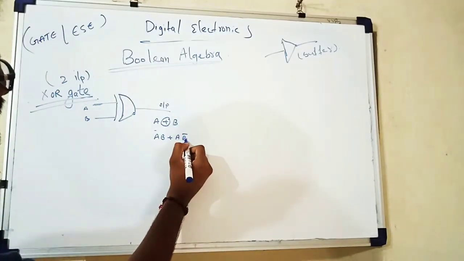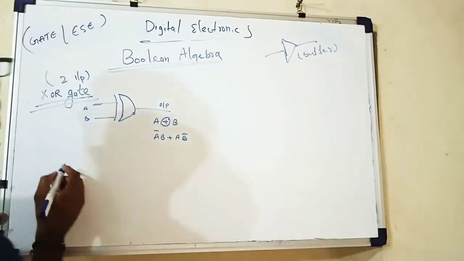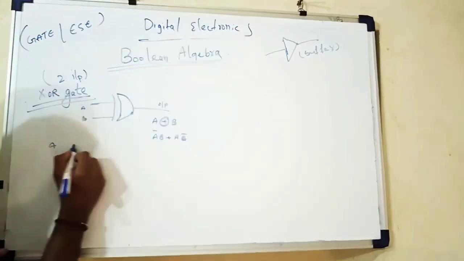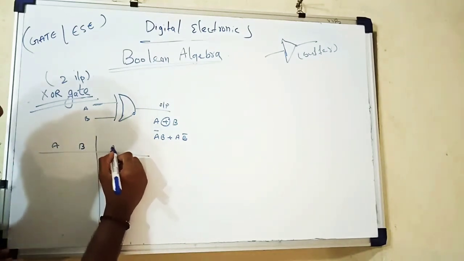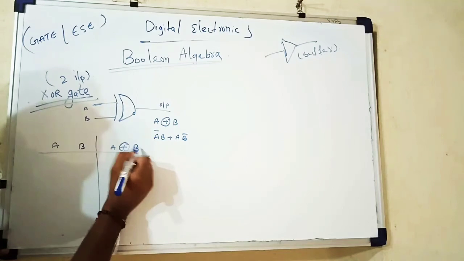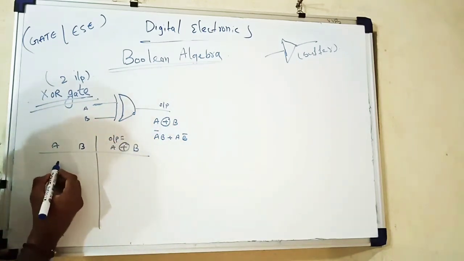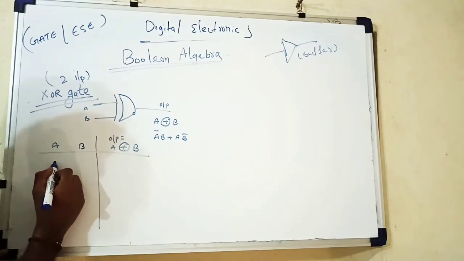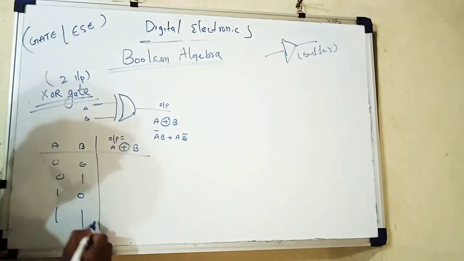Now we will see later where we are getting A bar B plus A B bar for XOR gate. Now I am showing the combinations. These are the inputs and the output is A XOR B. For two input gates, a total of 4 combinations are possible: 0 0, 0 1, 1 0, 1 1.